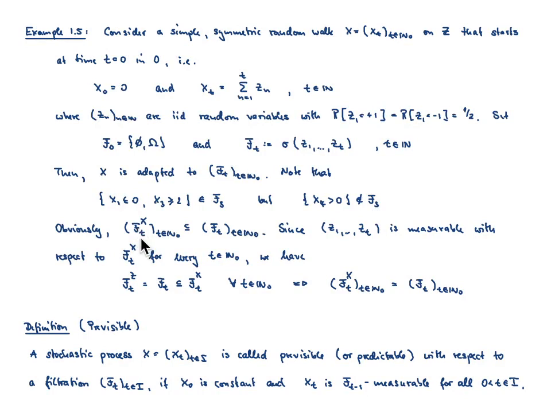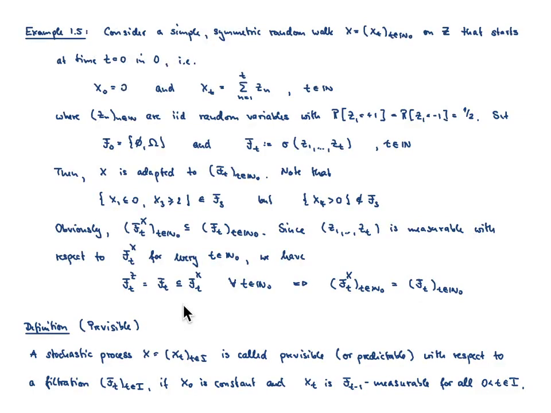What you also see is that this natural filtration, as I told you, is contained in the sigma algebra, since the process is adapted. On the other hand, for every t, this vector Z1 to Zt is measurable with respect to the natural filtration, this sigma algebra F^X_t, which tells you the following. Well, in that example, the natural filtration and the given filtration coincide. Okay, so this is how information is encoded into our probability space and how this information is linked with the process.